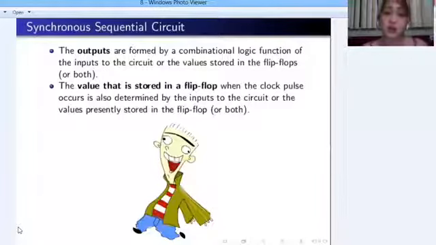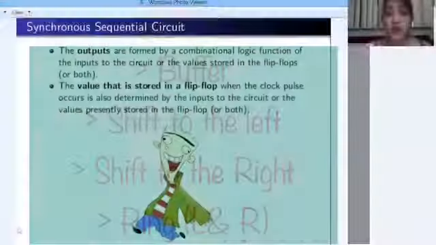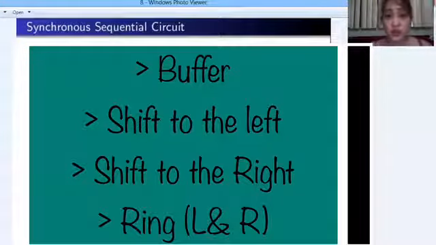We have 5 types of counters or shifters. We have a buffer, then shift to the left, shift to the right, and ring. Why 5? There are only 4. Of course, in the ring method, we have 2: ring to the left and ring to the right.